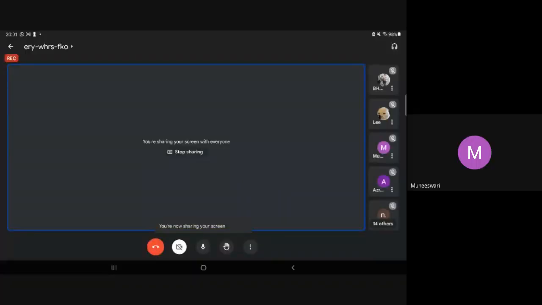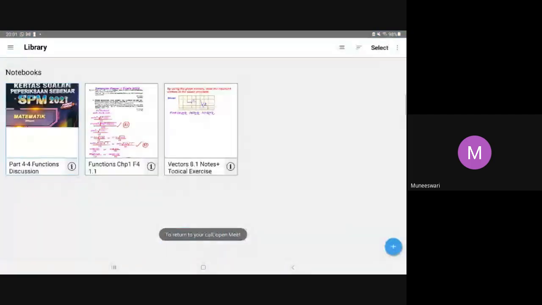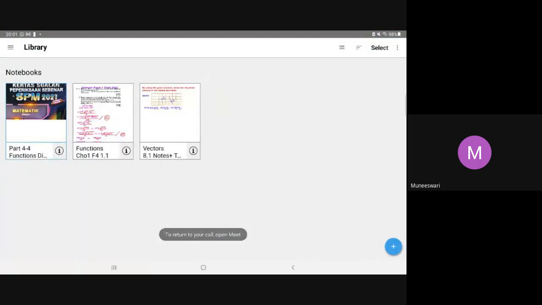Okay, so we are doing the SPM paper. Soalan sebenar SPM Mathematics. Last time I think. Ini kali terakhir, sebab kita mungkin akan habis hari ini, mungkin. My prediction lah. Kalau semua boleh buat dengan bagus, I think we can finish.